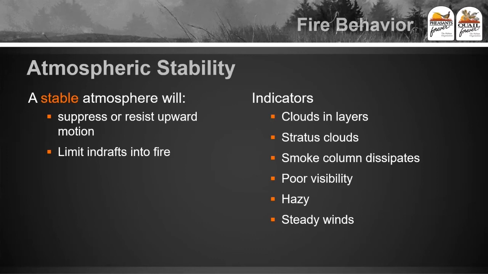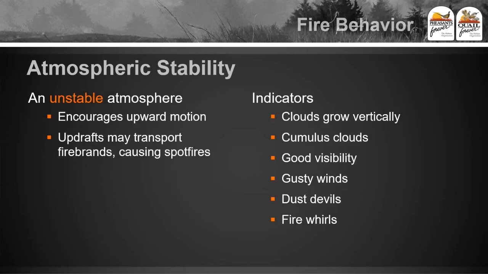One of the really big things that affects fire behavior is what we call atmospheric stability. Atmospheric stability is basically about the drying of the lower atmosphere. A stable atmosphere will suppress upward motion and limit that indraft into a fire. Think about when you're doing your fire in your fireplace and you open up your flue, you get that indraft coming to help feed that fire. A stable atmosphere helps resist that. These are days that are going to have poor visibility, hazy days, stratus clouds, stuff like that.